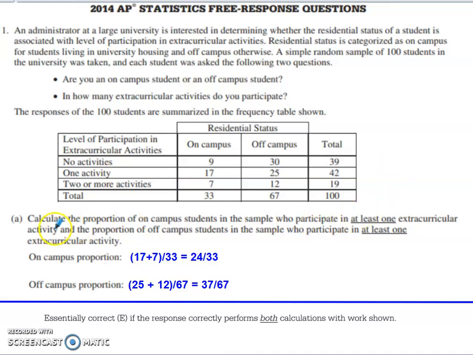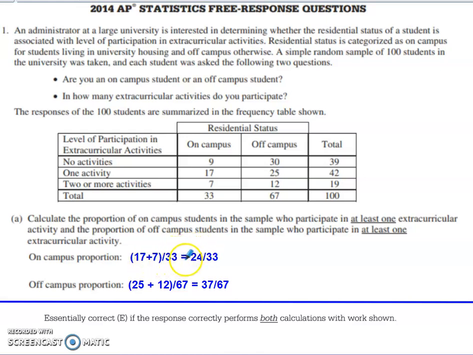In part A, we are asked to calculate the proportion of on-campus students in the sample who participate in at least one extracurricular activity, and then do the same thing for the proportion of off-campus students that participate in at least one extracurricular activity. So I guess the only thing that might be a little tricky about part A here is the fact that the phrasing, at least one, indicates we're going to have to, for the on-campus students, sum 17 and 7, and then divide by the total number of on-campus students.